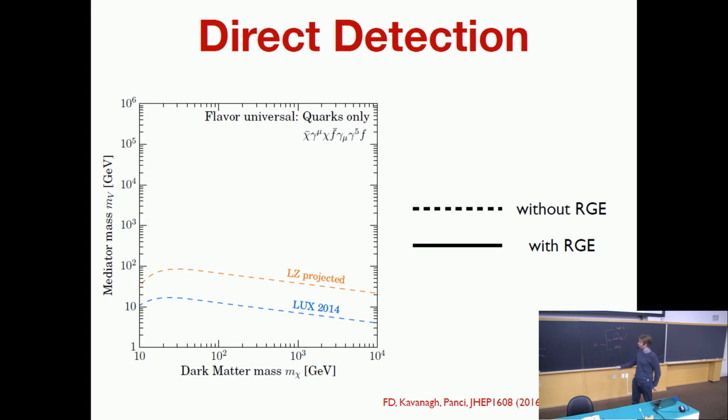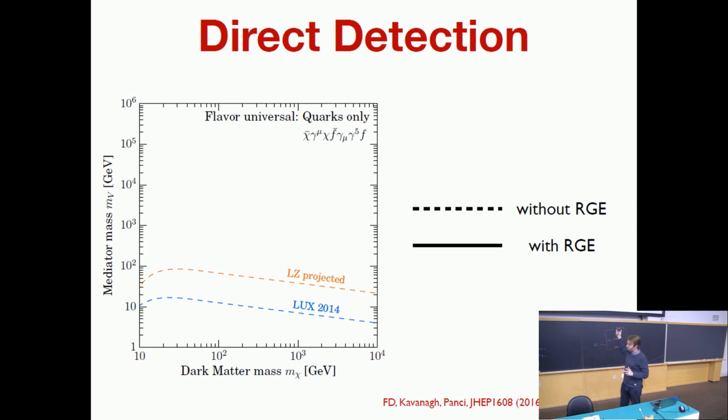I can give you more details. This is a theory where you have a current-current interaction. The dark matter has a vector interaction, and the standard model has an axial one. And I'm taking now a model where you have a Z prime, a spin 1, giving this effect.